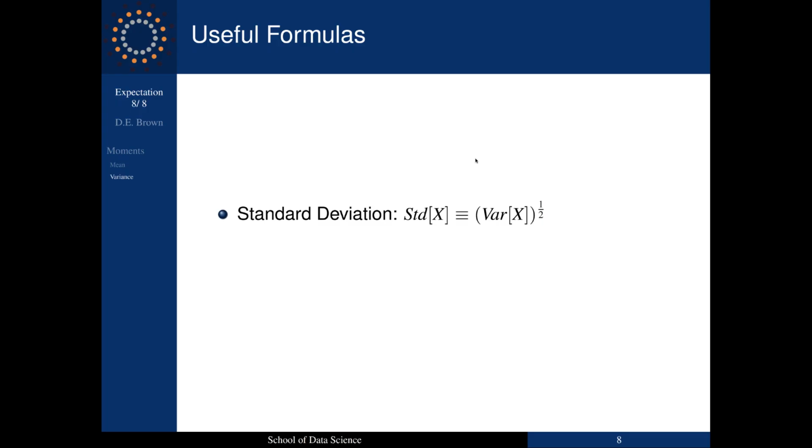There are two useful formulas that we use when we talk about the variance. The first one is we define the standard deviation as just the square root of the variance. And the second one gives us a way to compute the second moment. The second moment is simply equal to the square of the first moment plus the variance. And in the next lecture, we'll look at multivariate distributions.